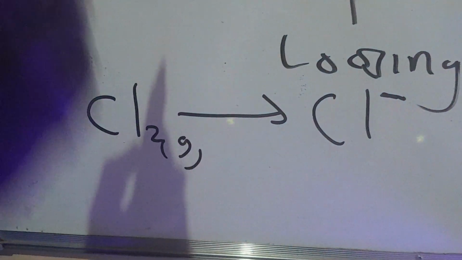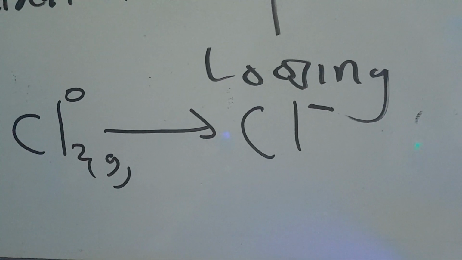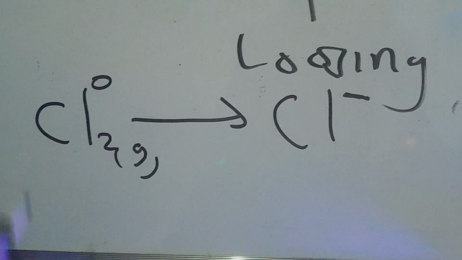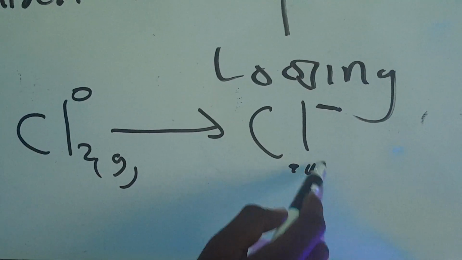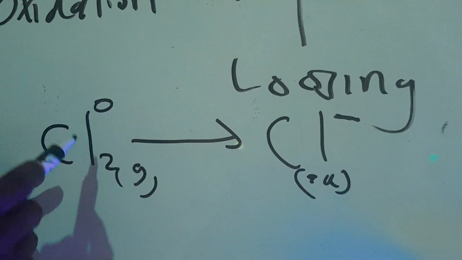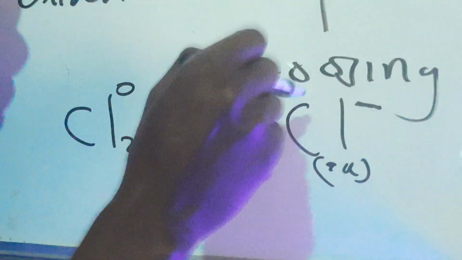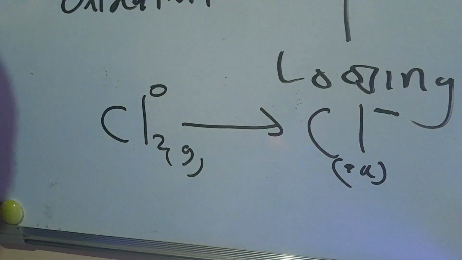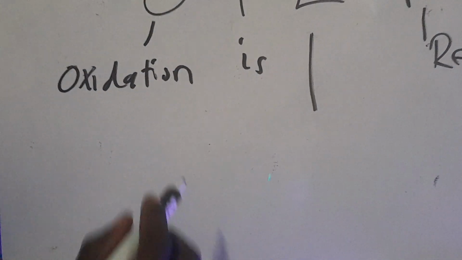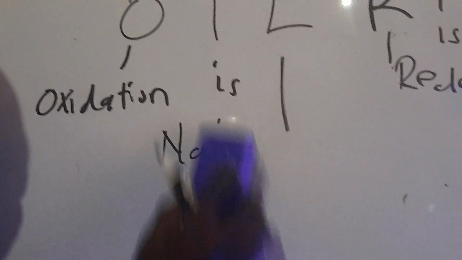So in this case, chlorine has been reduced from 0 to -1. Because if it is a molecule or a gas, it has an oxidation number of 0. But now the ion of chlorine has become negative, meaning from 0 to negative. That is it. Then another example, we have sodium, that is sodium metal.